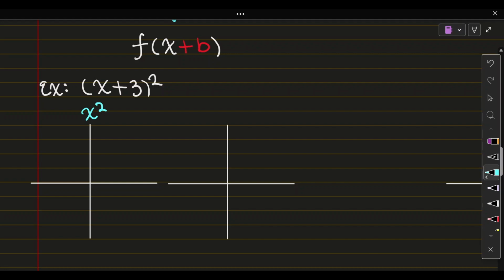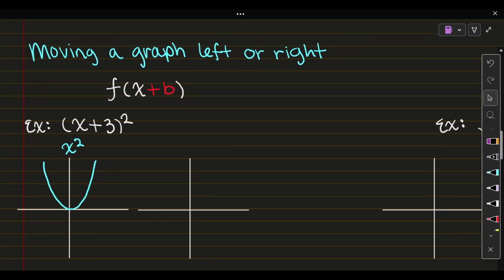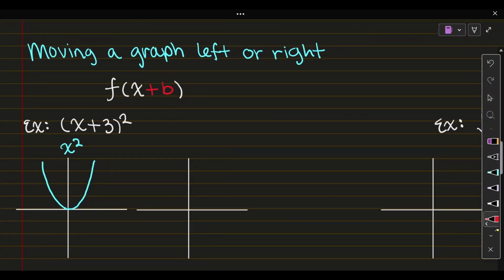Because if I was to ignore what's in here, I have something being squared. So my parent is x squared. And remember, x squared looks like this. Okay? And it's worth saying, if b is positive, then we move left. If b is negative, we move right.